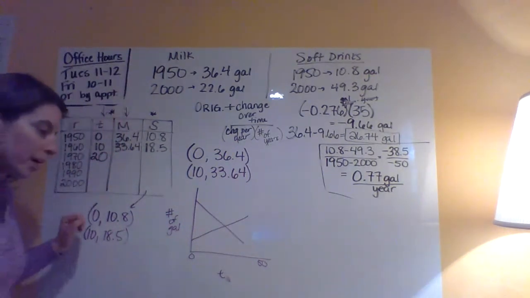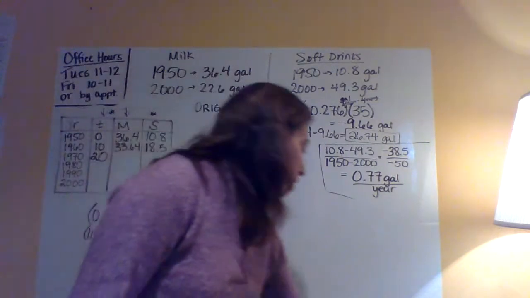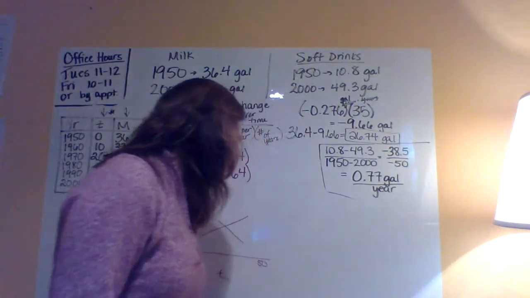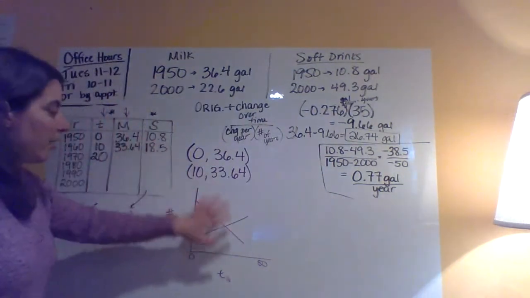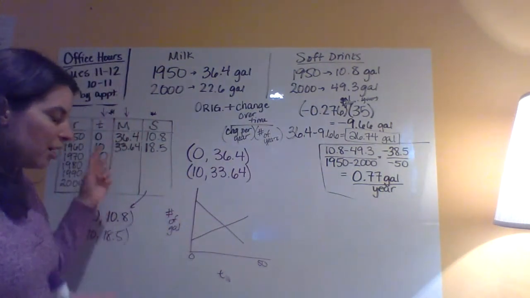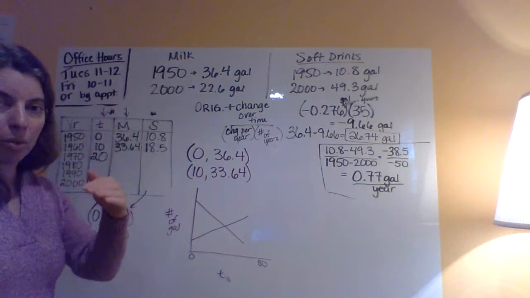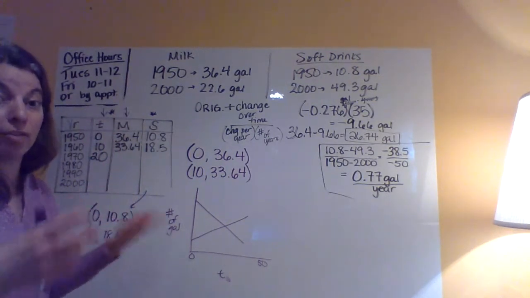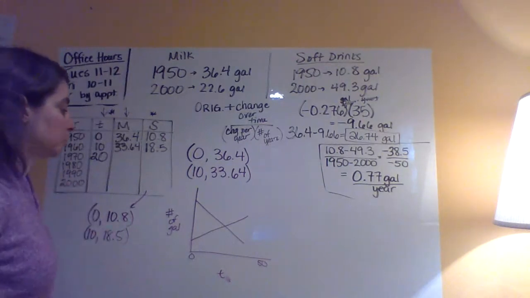And if you remember what we're looking for, you can see on the next page in number 7. You look at the table and the graph to figure out where the amount of milk we're consuming is the same as the amount of soft drinks, roughly, about when.